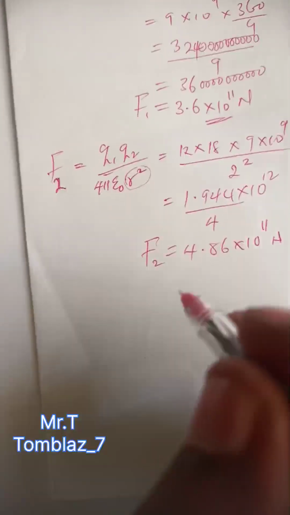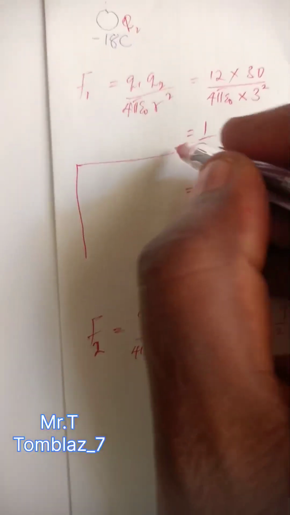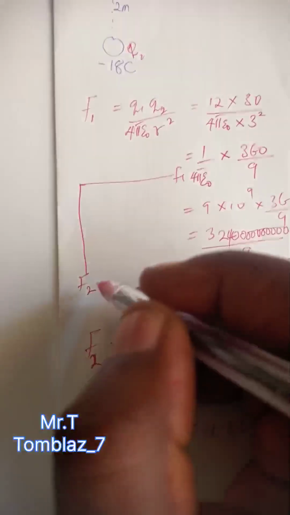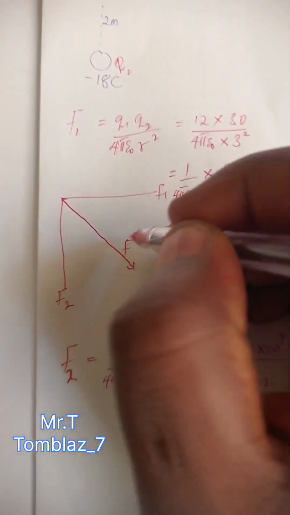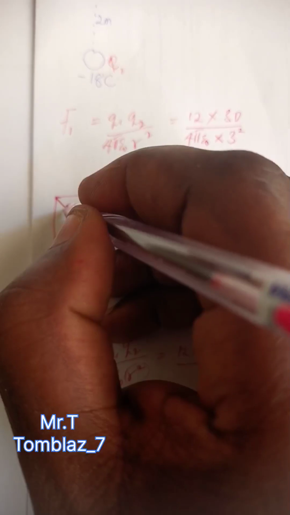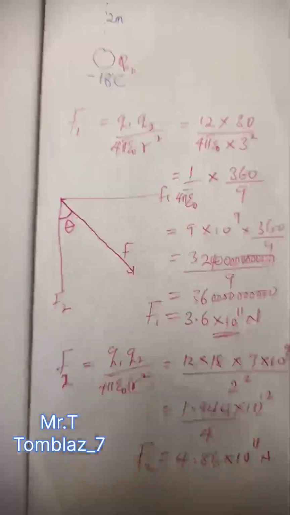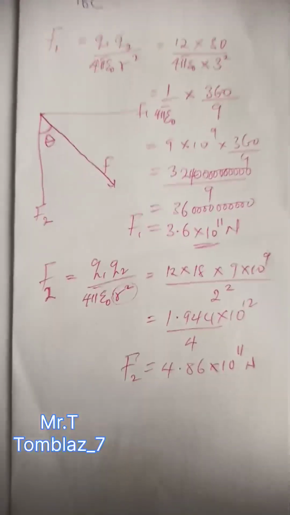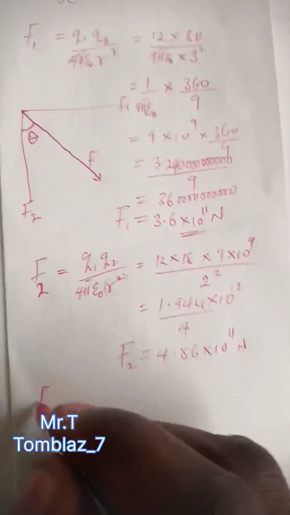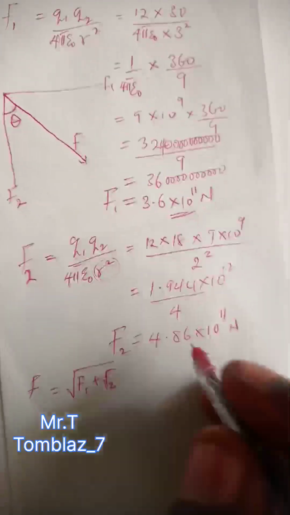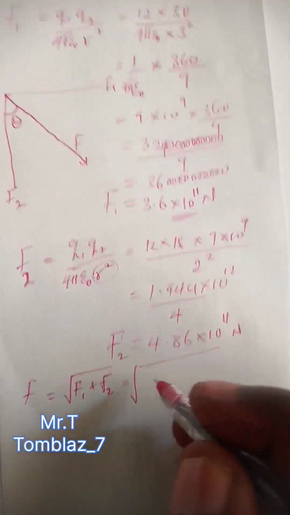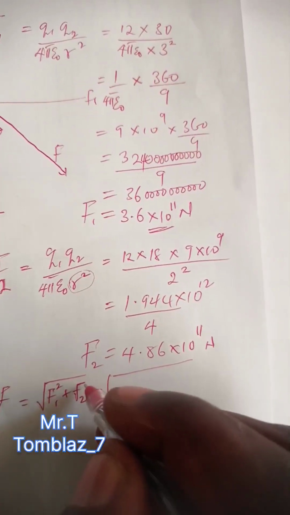Alright, if that is gotten, then let's find the resultant of this force. If you wish, you can just solve it. If you wish, you can draw the diagram. So if I want to draw the diagram, it should be something like this. F1 will be here, F2 will be here, and then the resultant will just be here, which is F. And then the angle that it forms with this, this angle is theta. Okay, so let's find the resultant now. Resultant F is equal to the square root of F1 squared plus F2 squared.